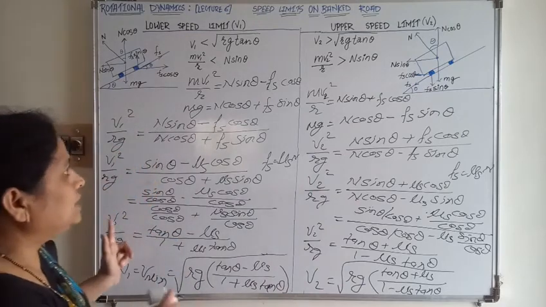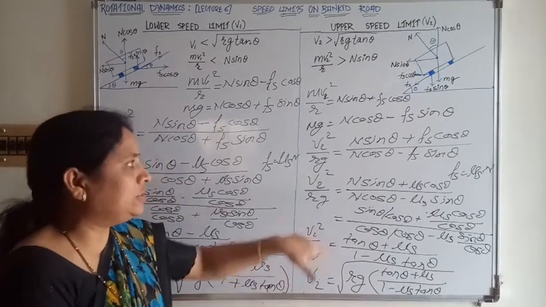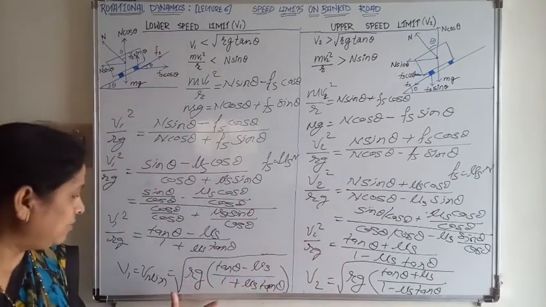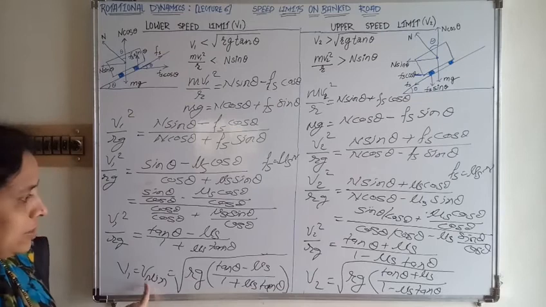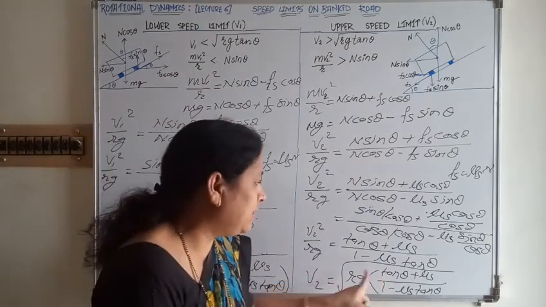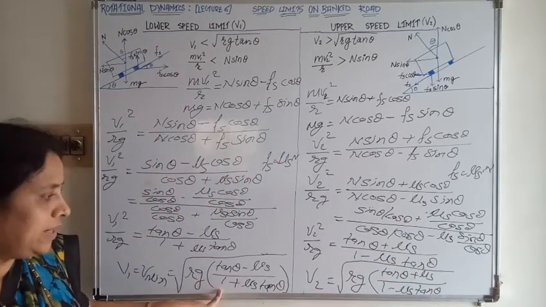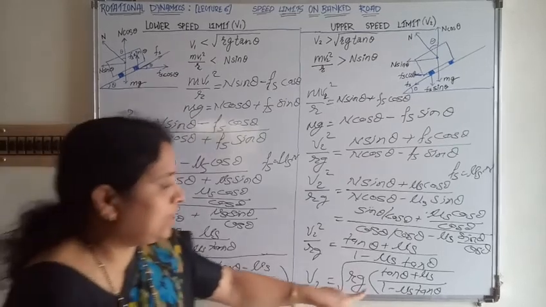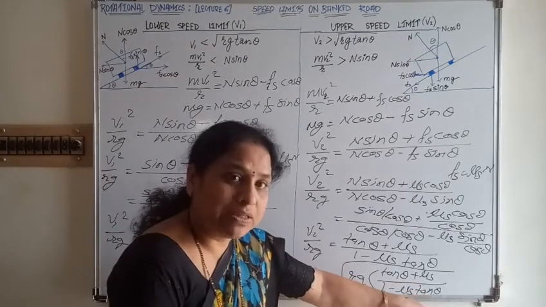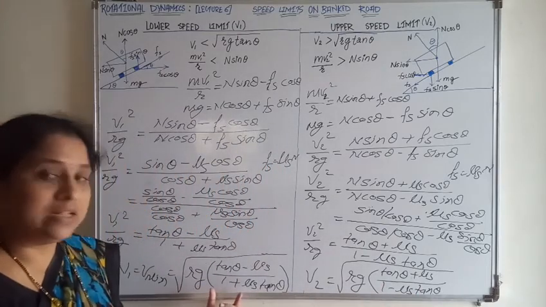I explain by comparing, because in both cases we follow the same analogy and obtain the equation. See here what the difference is. In the minimum velocity we get tan theta minus mu s in the numerator. Here in the numerator we get tan theta plus mu s. In the denominator there we have 1 plus mu s tan theta, and here we get 1 minus mu s tan theta. The negative sign is in the denominator here and the positive sign is in the denominator there.